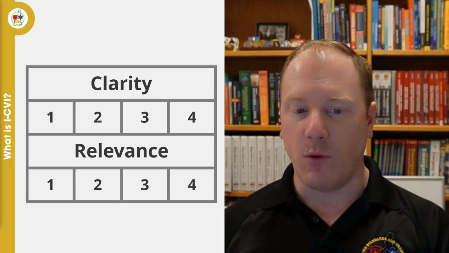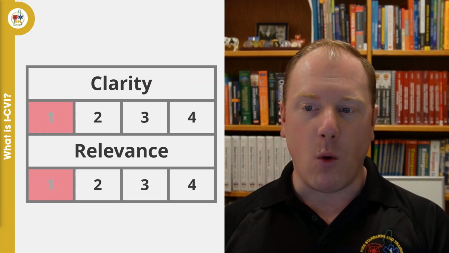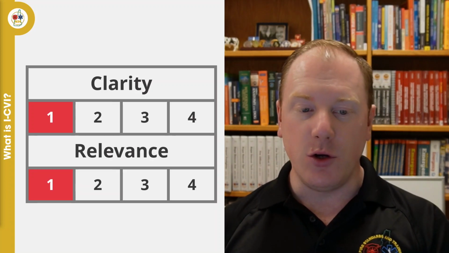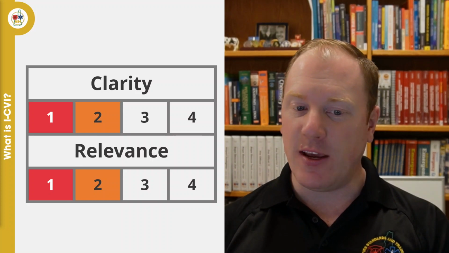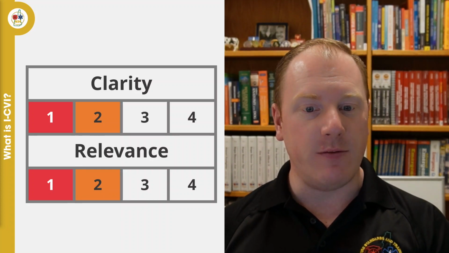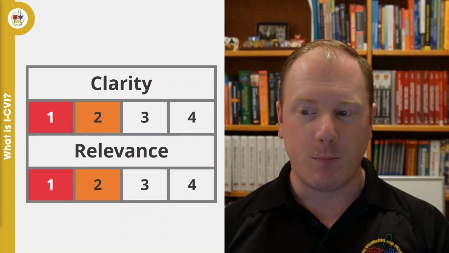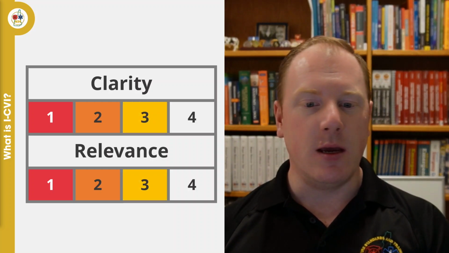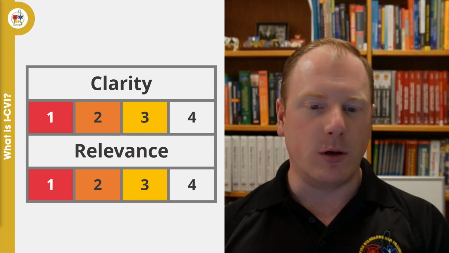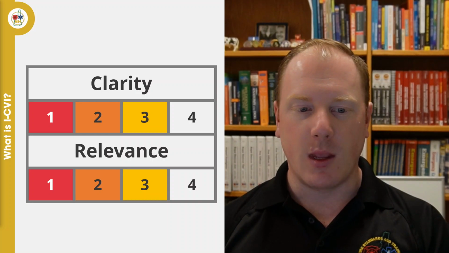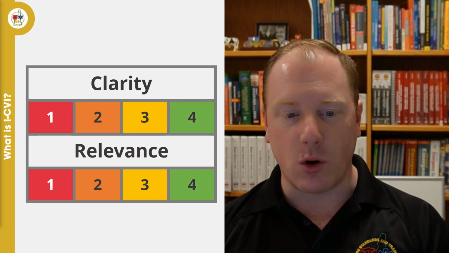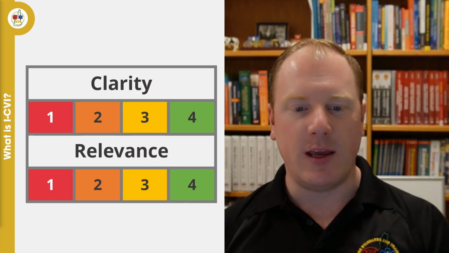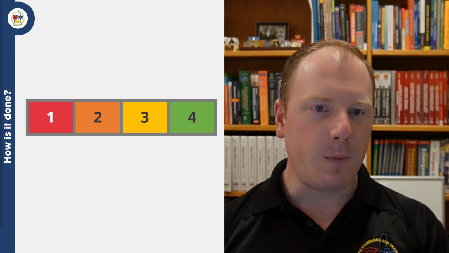1 is the lowest and 4 is the highest, where 1 means it is not clear or relevant. 2 means it needs significant revision. It can still be salvaged, but it needs a bunch of work. 3 means it needs minor revision. This may be grammatical errors or a quick change in wording. And then 4 is the best score it can give. It is clear and relevant and needs no modification whatsoever.